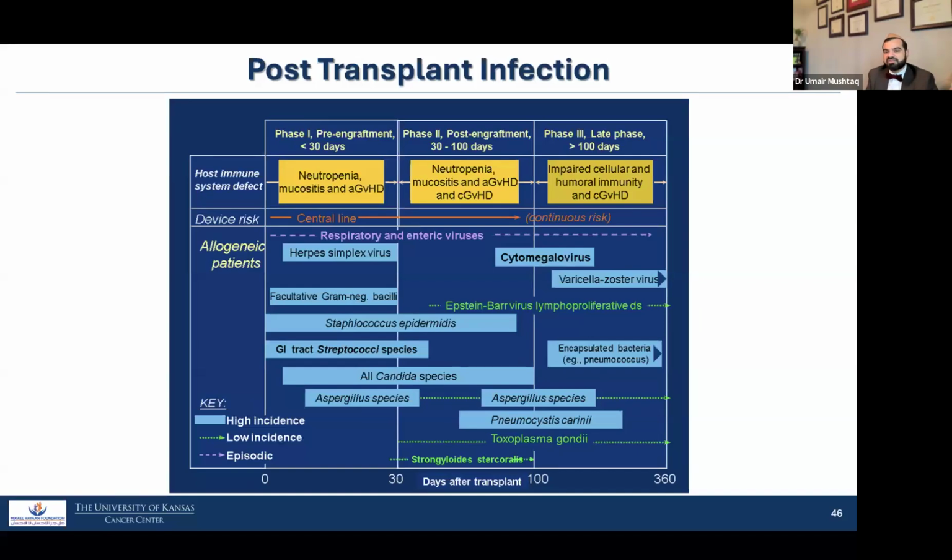And the second phase is up to day 100, where they do have neutrophils and the mucosal barrier is now intact, but they still are at risk for fungal infections and other atypical life-threatening infections, TB, viral reactivations. And then the late phase goes beyond 100 days, up to 6 months to 2 years. And it depends on various factors, conditioning and the prior treatments and the age. And viral reactivation, especially cytomegalovirus, remains a bigger challenge in the developing world. Encapsulated organisms and zoster and other viruses continue to be a problem.